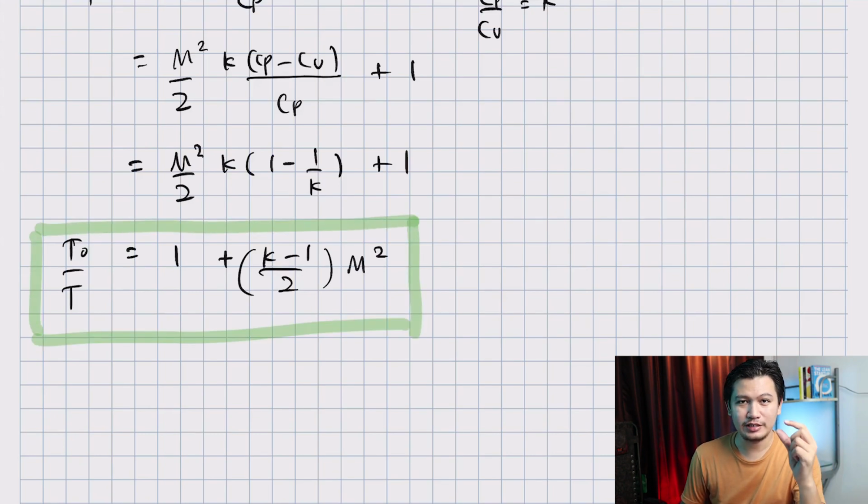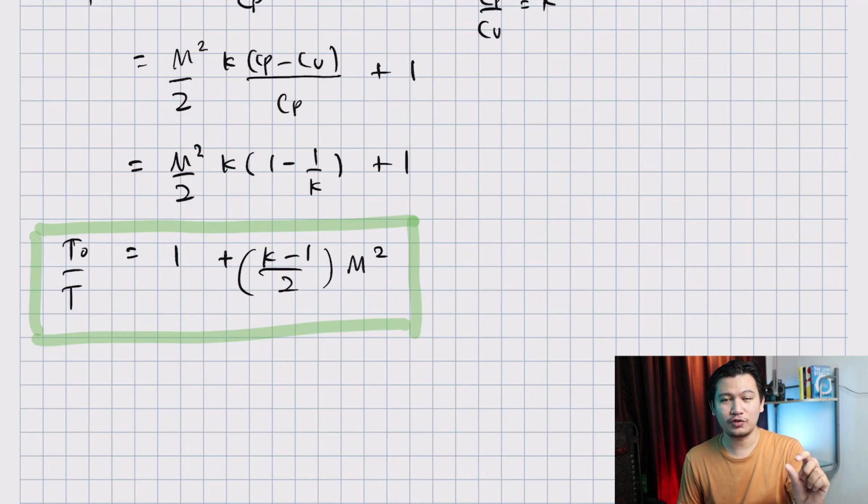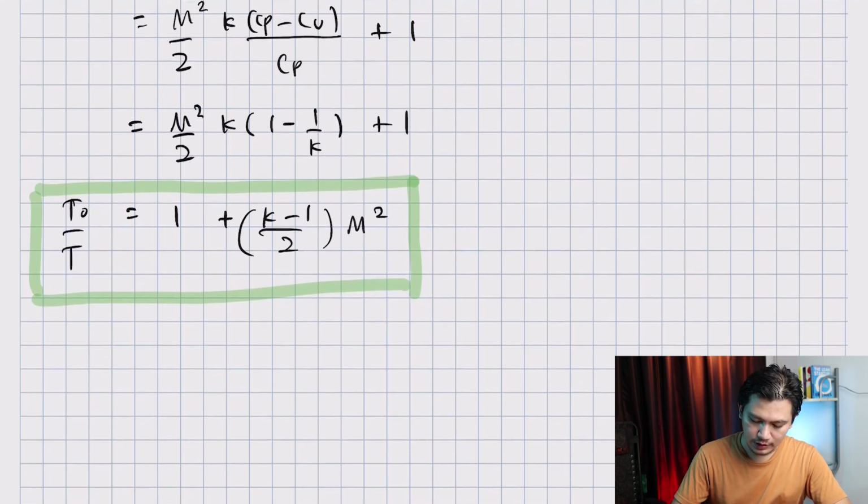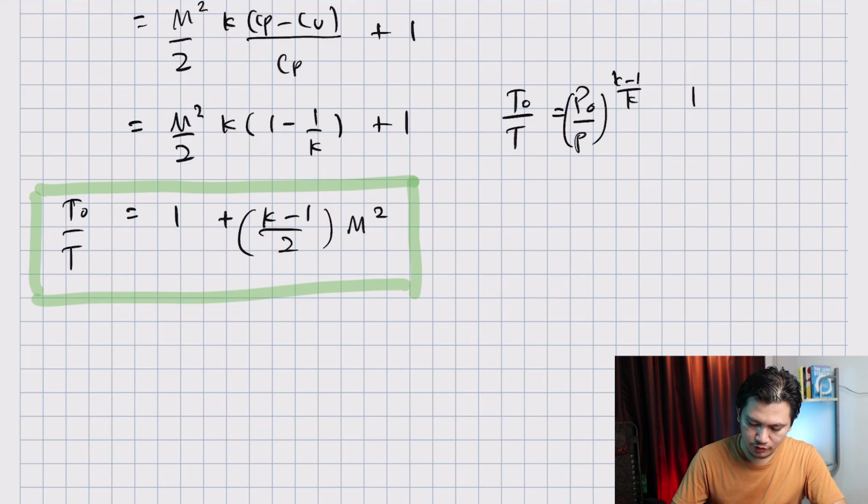So what you have now is the relationship between the reservoir and the condition inside the nozzle. So whenever you know the Mach number, you will know the ratio between temperature in the reservoir and the temperature in the nozzle. And we know from the relationship before that T naught over T equal to (P naught over P) to the power of (K minus 1) over K, and also P naught over P equal to (rho 2 over rho 1) to the power of K.